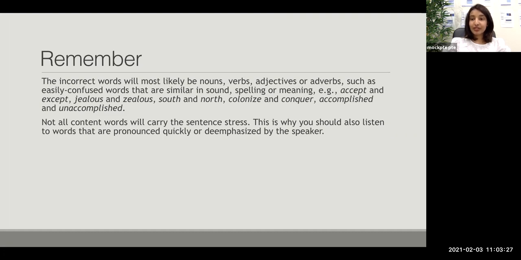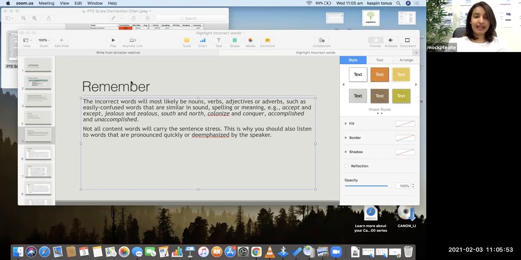So make sure you read the paragraph and listen to the audio at the same time and understand the meaning of the paragraph as well. Because words like accept and except, you won't notice it unless you listen very carefully and read very carefully. Similarly, jealous, zealous, south, north, these sound very similar. So let's continue with that.